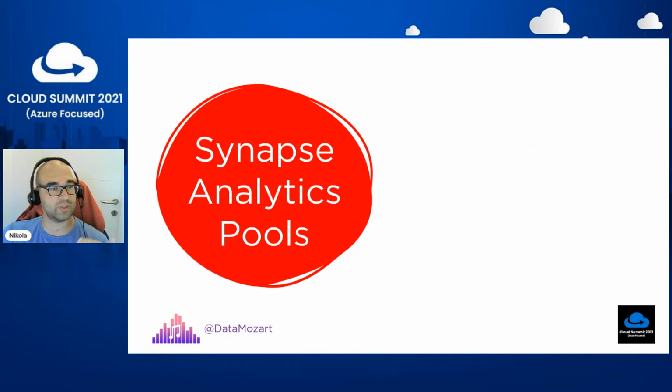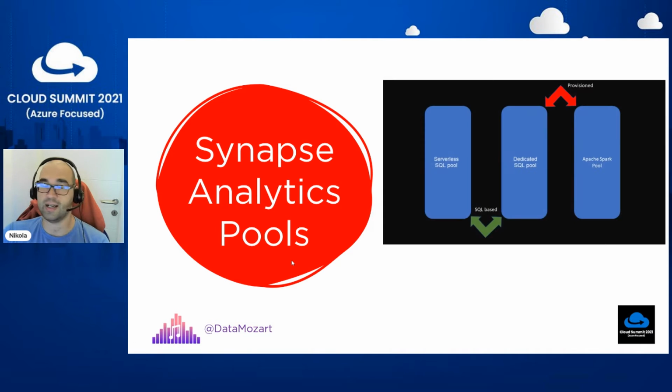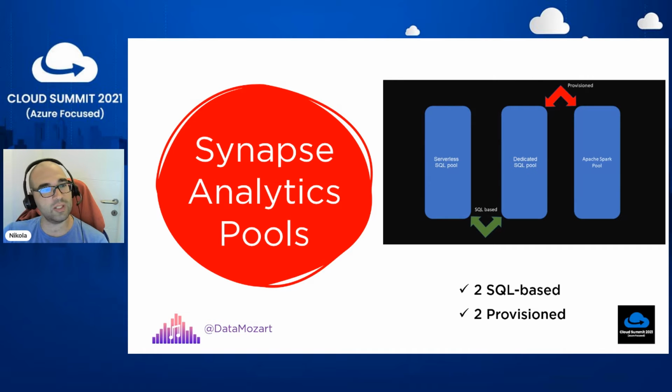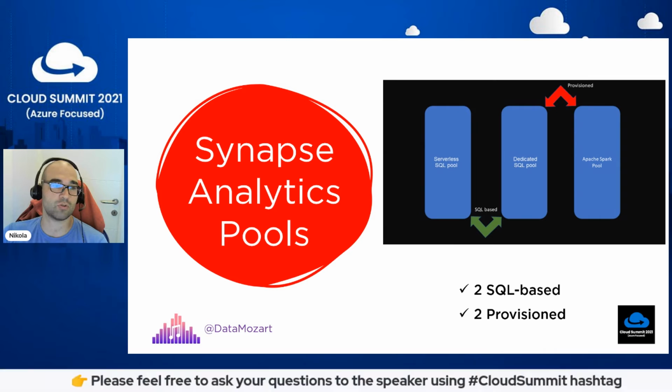Okay, as you could notice on the previous illustration, Synapse Analytics offers 3 different analytic pools for performing different computations over your data. 2 of them are SQL-based, which means that you can use familiar T-SQL syntax for querying the data. Also, 2 of them are provisioned, dedicated SQL pool and Apache Spark pool, which means that you need to set some kind of infrastructure in advance. And more important, that means that you will be charged not only for computing power, but also for the storage you're using.